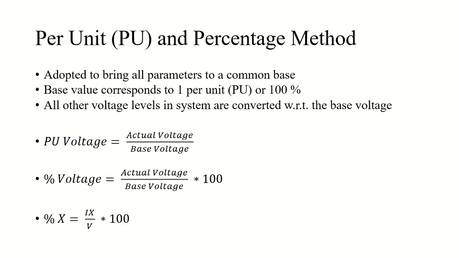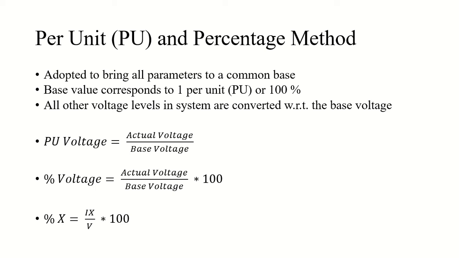So this per unit method is adopted to bring all the parameters and components in a power system to a common base, as I've said earlier. And this common base, the base value, corresponds to 1 per unit in the per unit system, or 100% in the percentage method.